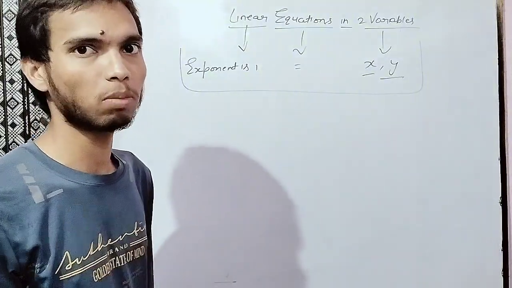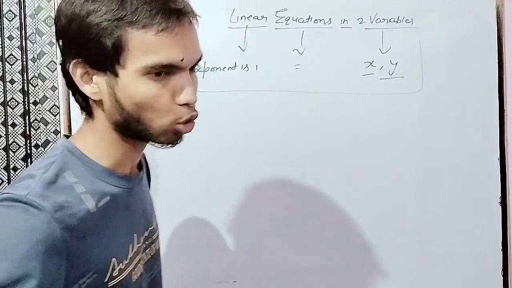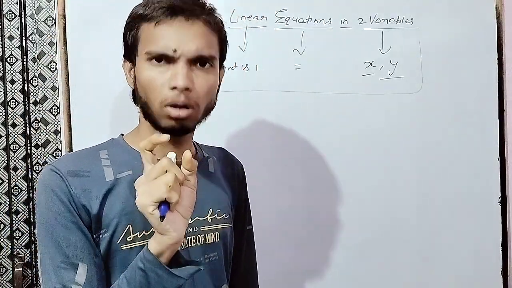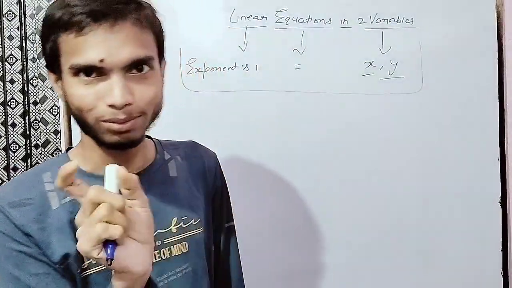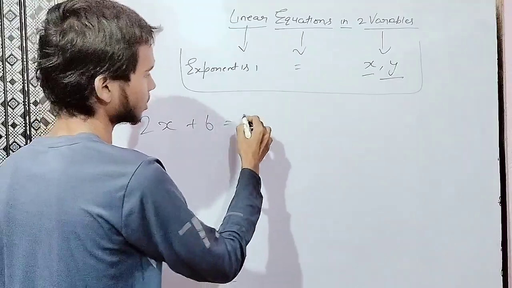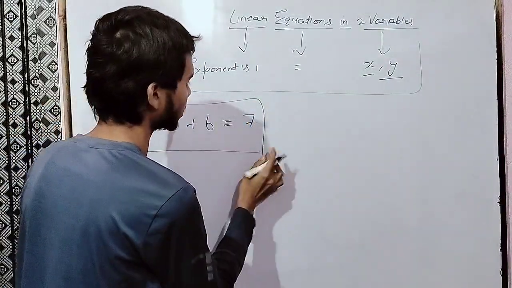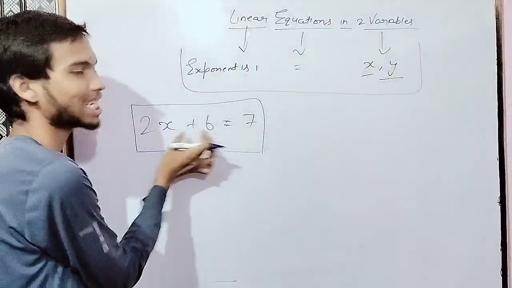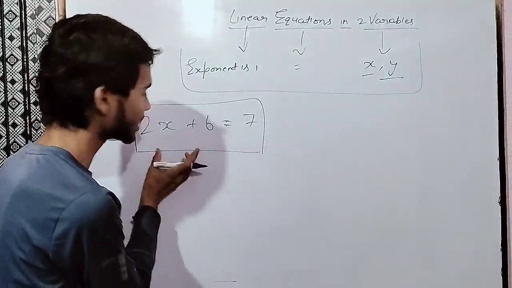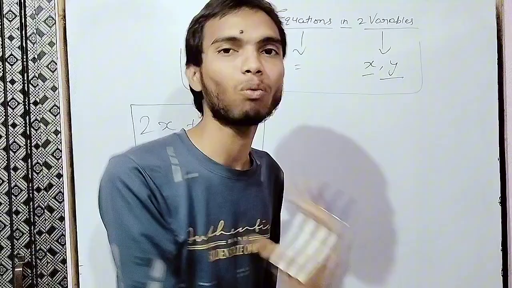But exponent should be one, not more. Exponent should not be 2, 3, 4. Only one, because the context is linear. For example, 2x plus 6 is 7. This is a linear equation. But we can't say that this is a linear equation in two variables. No, this is a linear equation in one variable.